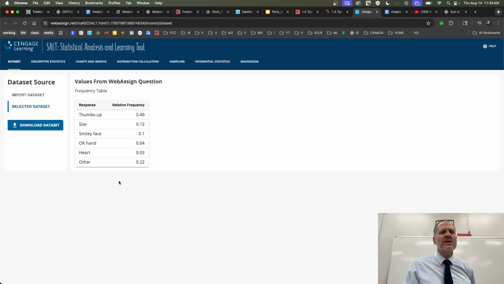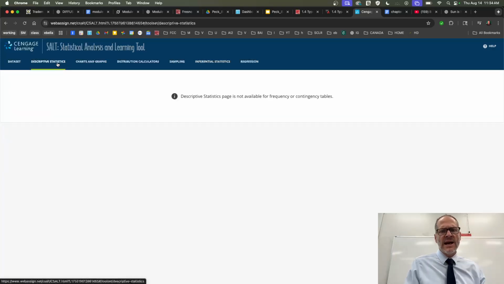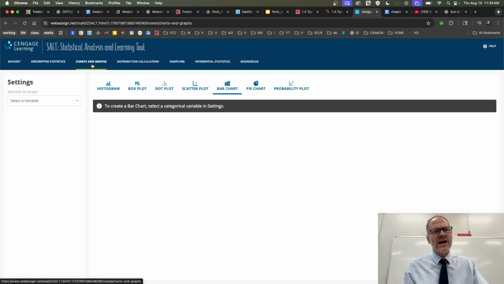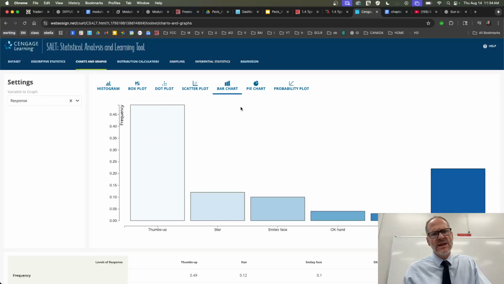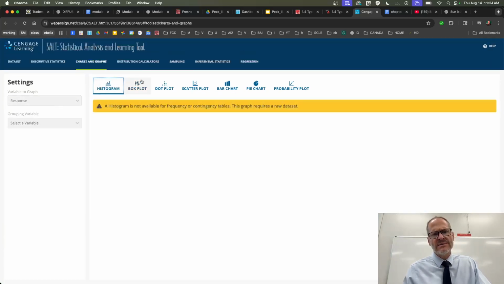And so here's the data. And then we could go over here to descriptive statistics, and it's not available. And then charts and graphs, it says, okay, here we have the bar chart. Here we have a histogram. And we can come over here and select our data. So I'm going to select the response. And then here is my bar chart, right? So I can see what that bar chart looks like. And it created the bar chart for me. I could see if it'll do that. It doesn't work for that.